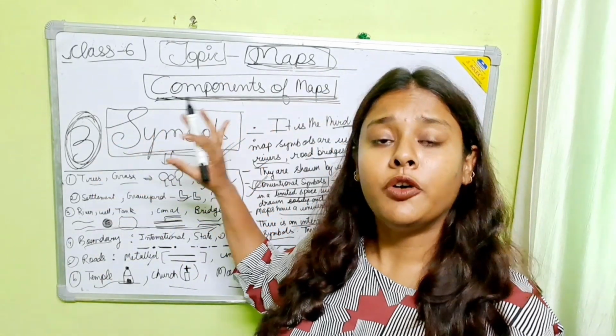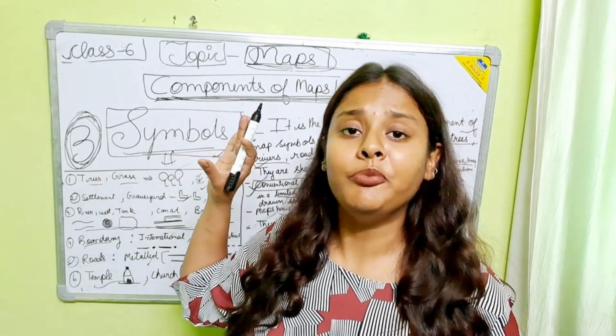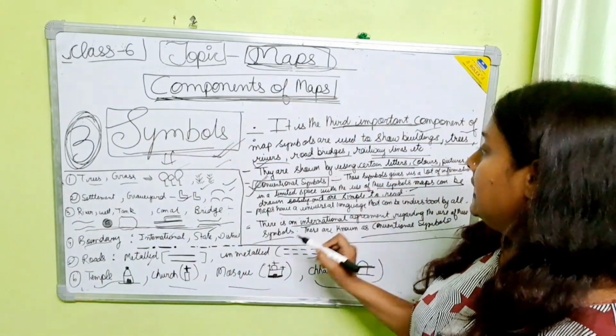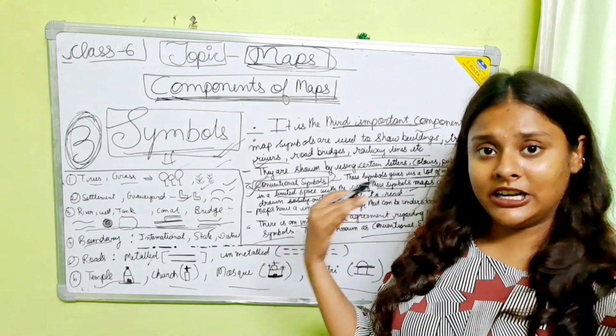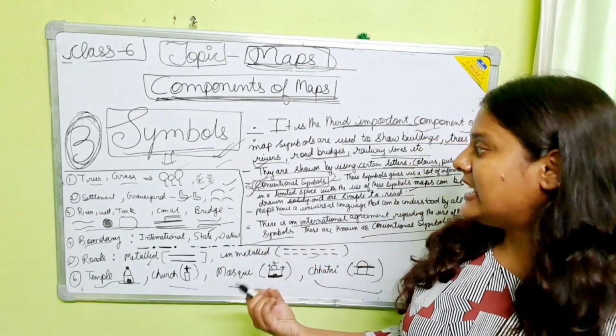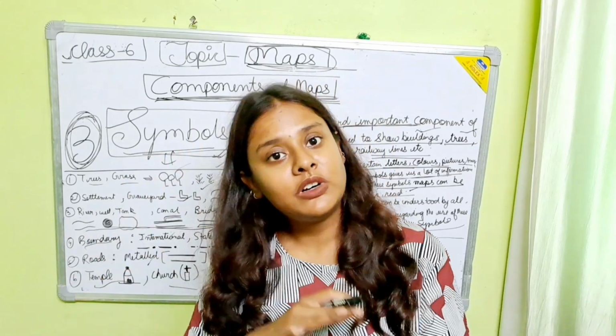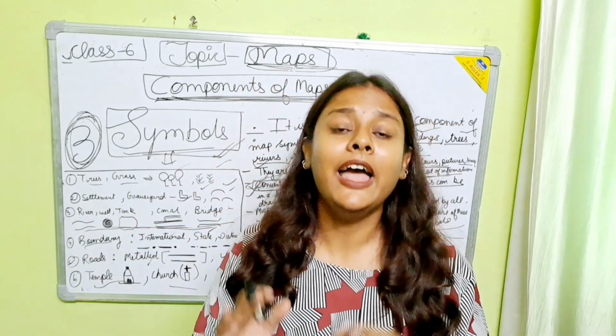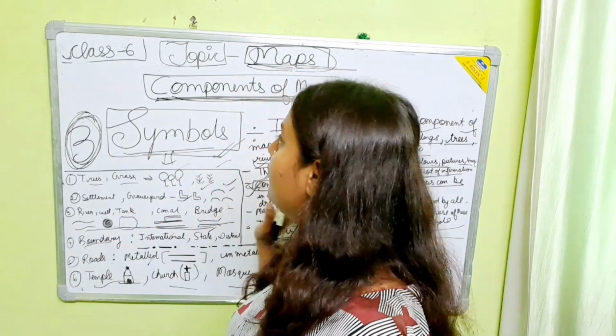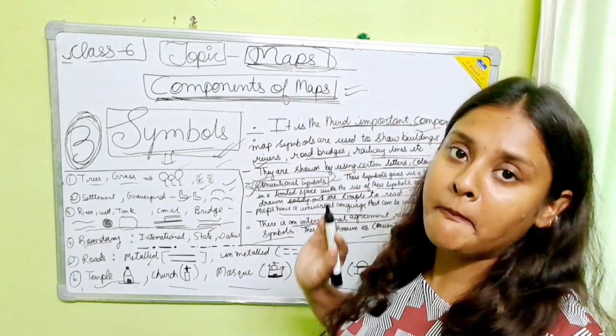Symbols are used for making our study of map easy. And in the conventional symbols, there is an international agreement which states the use of these symbols so that the map should have a universal language that can be understood by all. That's all for components of maps.